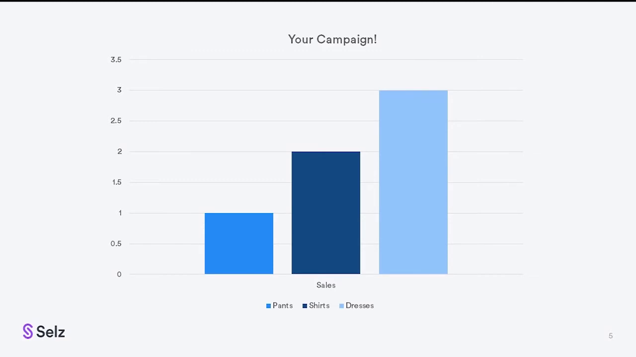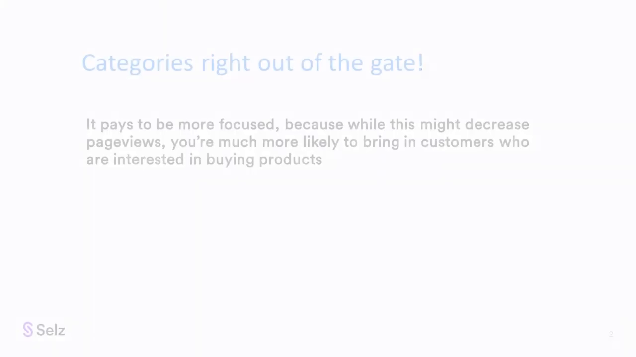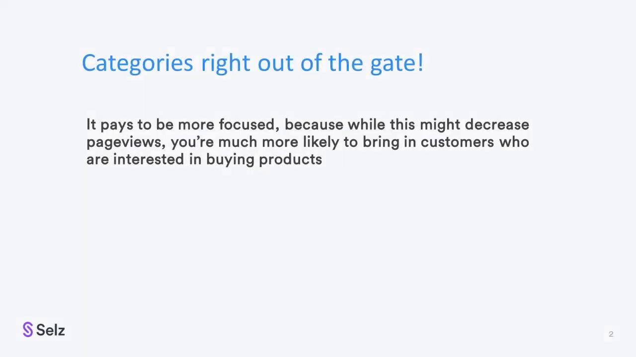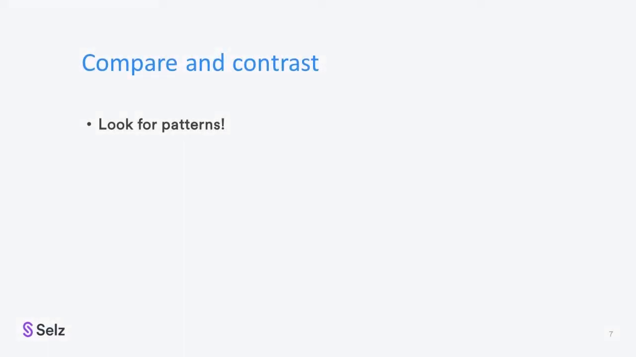Once you've run your first campaign, set up and run another, this time with more segmentation. In fact, we recommend creating categories right out of the gate. This might result in fewer page views, but could ultimately result in a more targeted and focused marketing that gives you more sales. Finally, compare the campaigns you've run and try to look for patterns. See what worked well and what didn't.